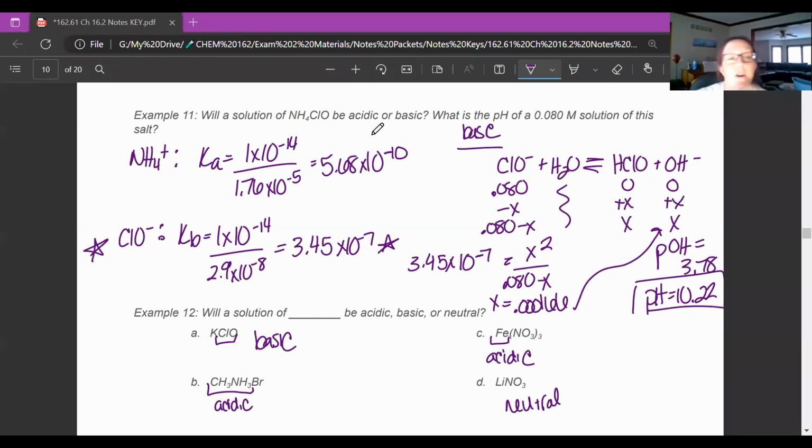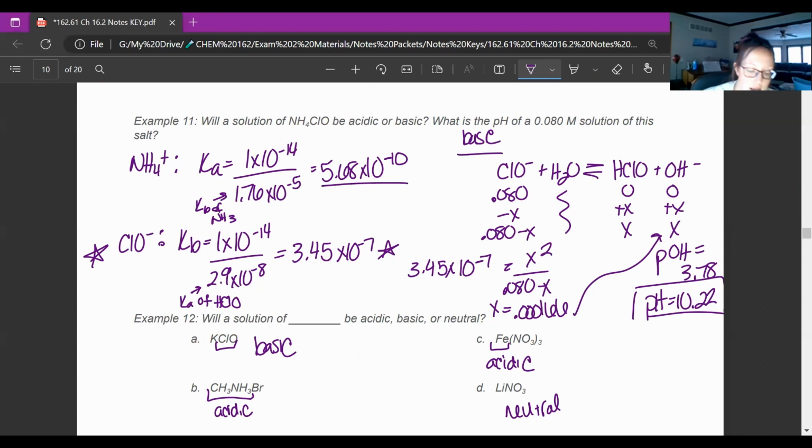Okay, so example number 11, I found the Ka of NH4 plus by using the Kb of NH3, something I could look up. I found the Kb of ClO minus by looking up the Ka of HClO. Both things that we did earlier in videos. So the Ka of NH4 plus is 5.68 times 10 to the negative 10. The Kb of ClO minus is 3.45 times 10 to the negative 7.